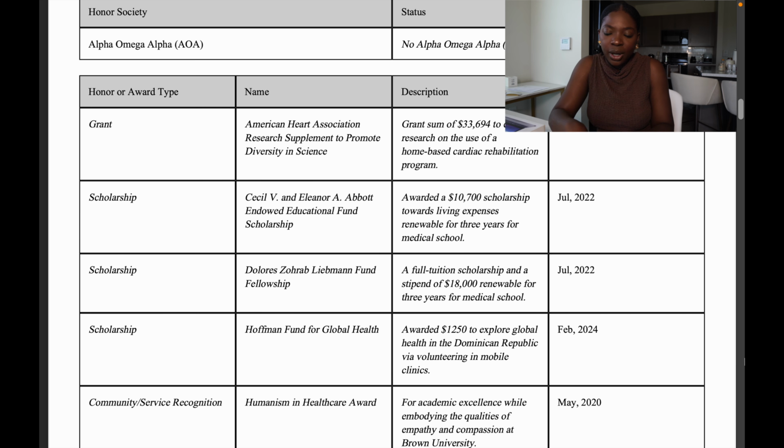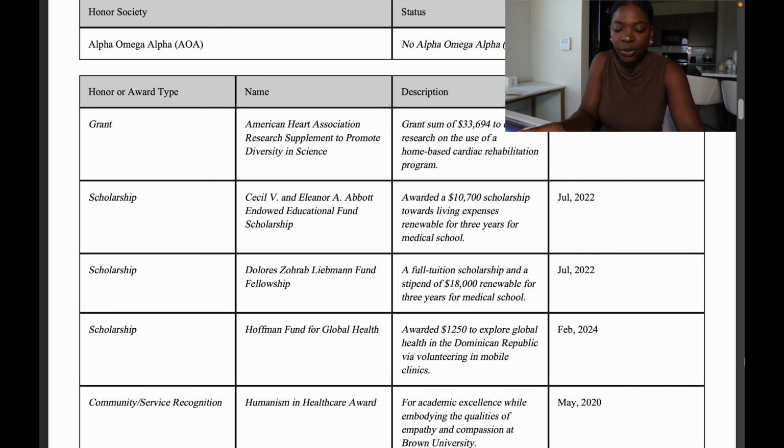And that one is also similar to Alpha Omega Alpha, but I think this one also has to do with people who are altruists and very service oriented, who care about the community. We do have a chapter at my school, but I wasn't integrated into that. So I put no Gold Humanism Honor Society chapter at my school. So when it comes to the grants and awards that I have, we can go through them.